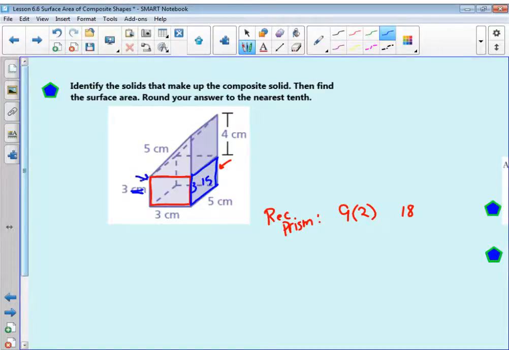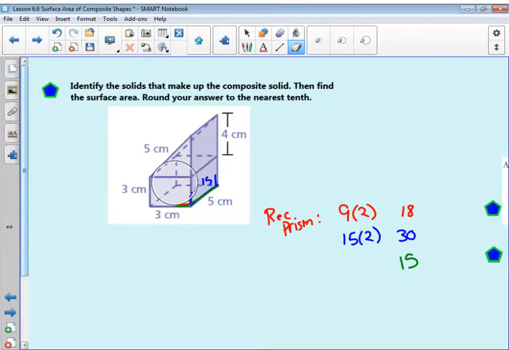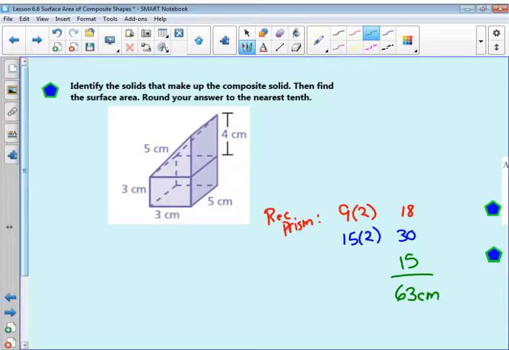Okay, there's another one up in the other side of that, so I have 15 times 2, which is 30. And then I've got the bottom here that is 3 by 5, which is 15. Now, there's only one of those because, once again, the top, this part right here, is not part of our surface area, so we're not going to include that. Okay, so for my rectangular prism part, we have 45 plus 18 is going to give me 63. So for right now, it's 63 centimeters squared.